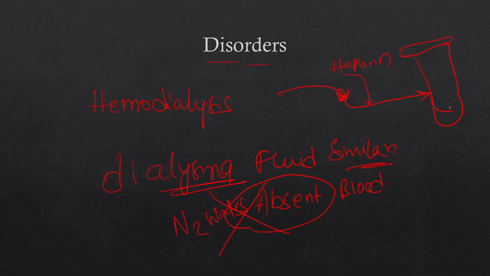The dialyzer is filled with dialyzing fluid, and when the blood enters it, through diffusion these nitrogenous waste materials get diffused into the dialyzer, and the fresh blood enters the human body again. The remaining waste gets excreted. This is also called an artificial kidney. That is the thing that you have to remember.